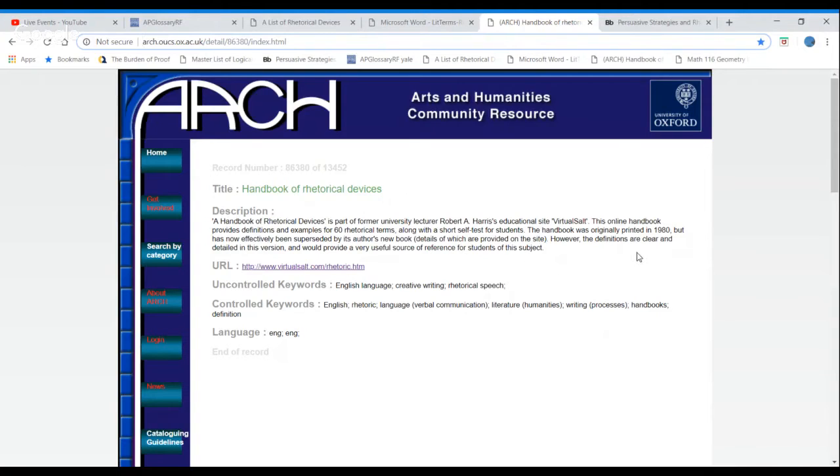students of this subject. So it comes under English language, creative writing, rhetorical speech, English, rhetoric, language, verbal communication, literature, humanities, writing processes, handbooks, definitions, English.